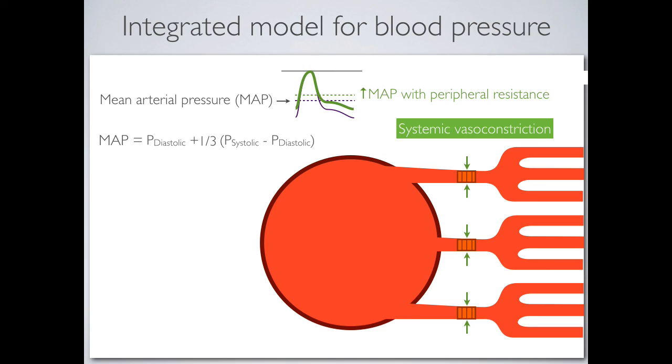So you can think of peripheral resistance as having control over the rate at which blood spills out of the major arteries. If there's high resistance, the arteries stay inflated during diastole and keep that pressure high. And you could measure that by the mean arterial pressure. It's going to have a relatively high mean arterial pressure when that peripheral resistance is high.